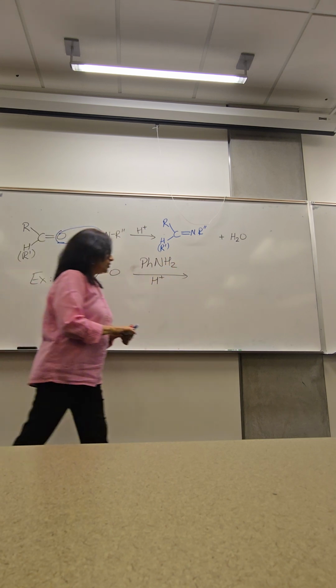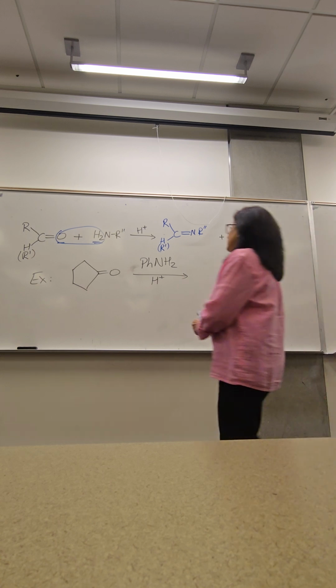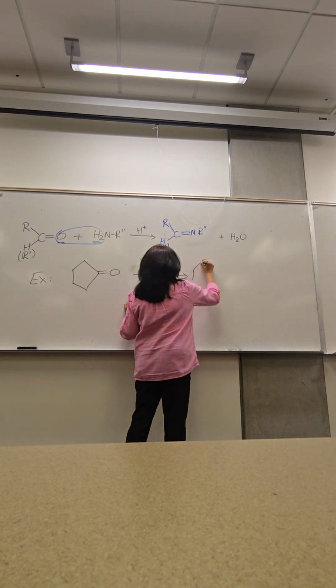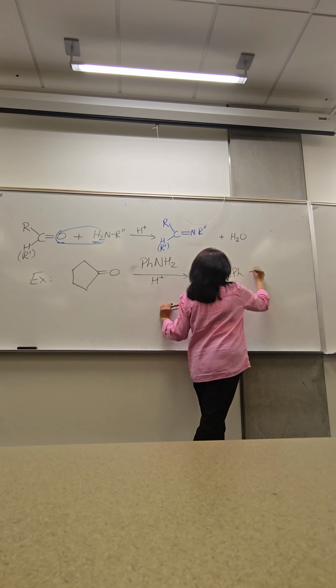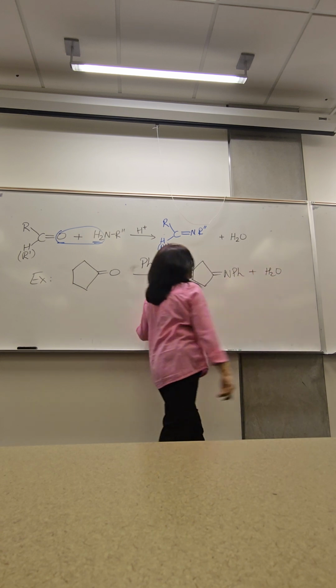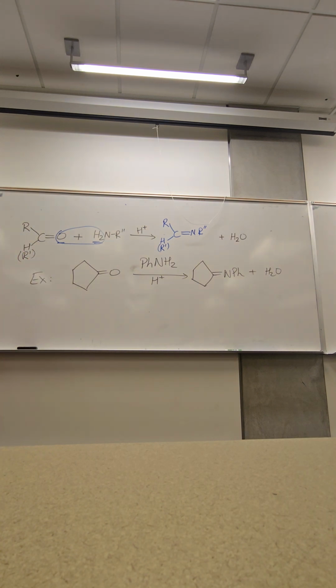Please tell me what's the product. Yeah, for now. Then we write the stepwise mechanism. Yeah, what was the product? Swap the O at the end and put a phenyl at the end, keeping the double bond. Agreed? Everybody? Okay, let's try and write a mechanism step by step.